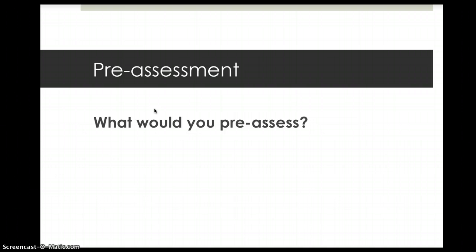So here's the question. What are you going to pre-assess your students on? You haven't even taught them yet. It's the beginning. What is it that you might want to know about your students that will help you teach them and tailor your instruction to them?